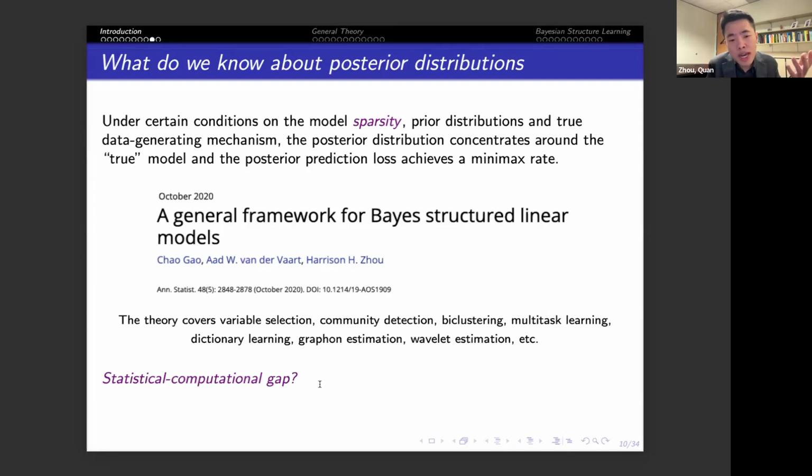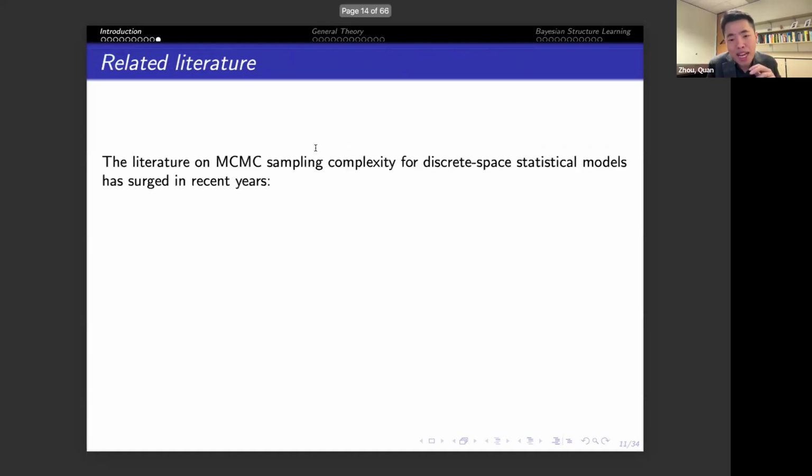So if we look at this literature, there is a significant statistical computational gap, in the sense that if you want to achieve a complexity guarantee for your sampling algorithms, or any kind of guarantee for the algorithm you use for computing the posterior distribution, then you need to impose more assumptions, or maybe even stronger assumptions, on the model, on the prior, and maybe the true data generating mechanisms. Okay. And the literature on the sampling complexity for these discrete space problems is much smaller than the literature on the general statistical theory. Perhaps it's because sampling is a little more challenging to study. But anyway, in recent years, the literature on the MCMC sampling complexity for these problems has been growing very quickly.